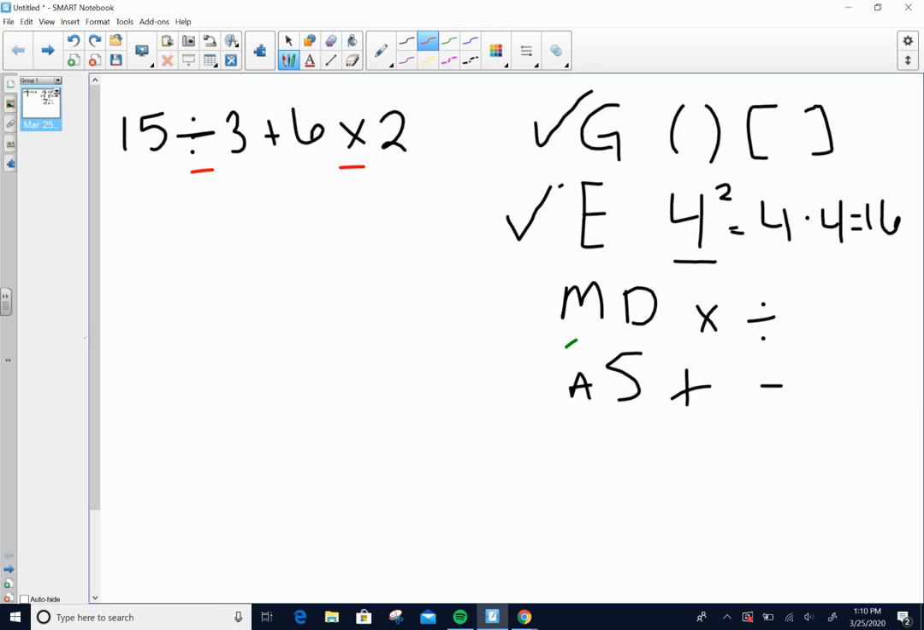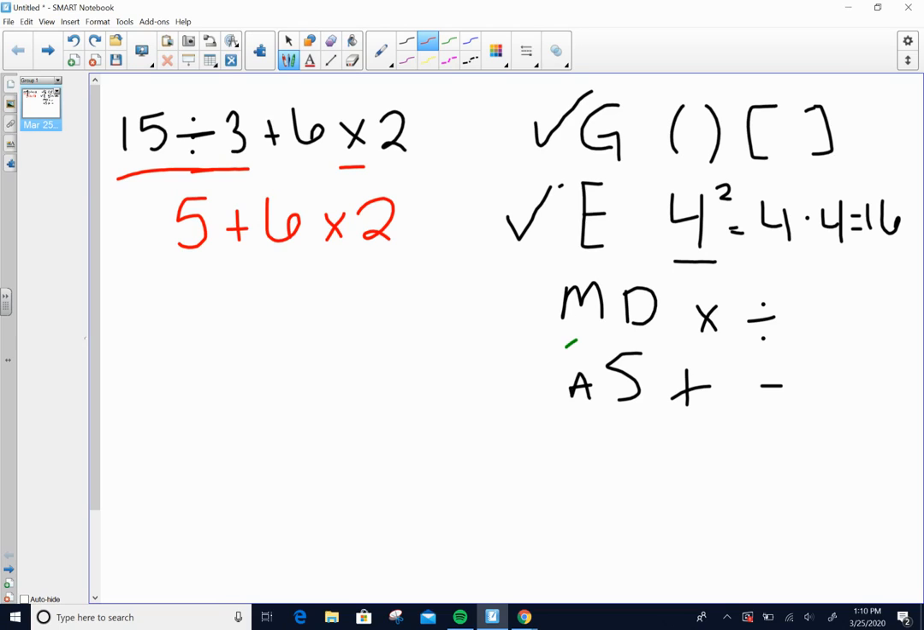Now remember, even though we read it multiplication and division, MD in GEMDAS, I do whichever one comes first in the problem when I read it left to right. So since I have 15 divided by 3, I'm going to do that first. That's the first thing that happens in my problem. The division is read first in this particular example. So I'm going to take 15 divided by 3, and that gives me 5. I still have plus 6. And I still have my times 2. I haven't finished that multiplication yet.